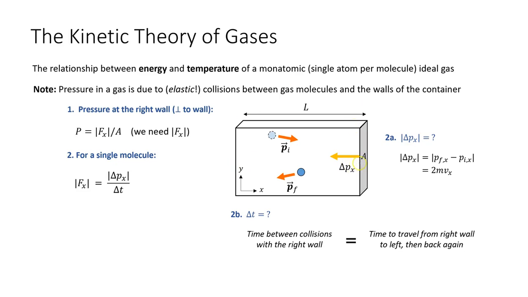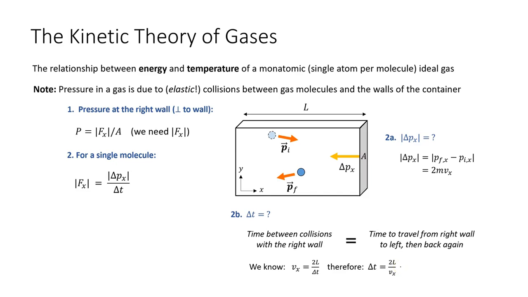It's also related to the speed of the molecule in the x direction. Specifically, the speed of the molecule in the x direction is going to be equal to 2 times the length of the container, which remember is the distance traveled by the molecule, divided by the amount of time it takes to travel that distance. So we can use that to find delta T by just rearranging this equation. So delta T is just going to be equal to the distance traveled by the molecule, 2L, divided by its speed in the x direction, Vx.